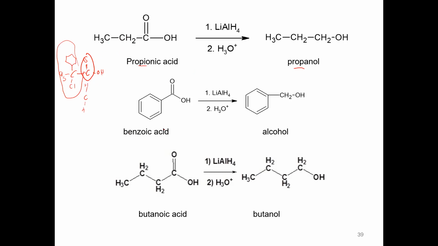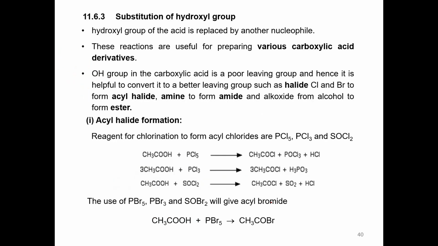Okay, so let's say you have benzoic acid, so it will produce an alcohol. And then butanoic acid produces butanol. Senang kan? Okay. So far okay, boleh ke reaction yang melibatkan hydroxyl hydrogen and carbonyl group dalam carboxylic acid? Ada soalan tak? Okay, sir. Okay.